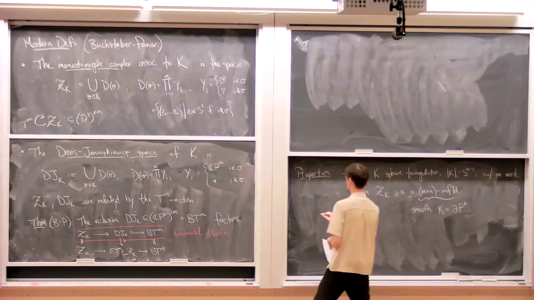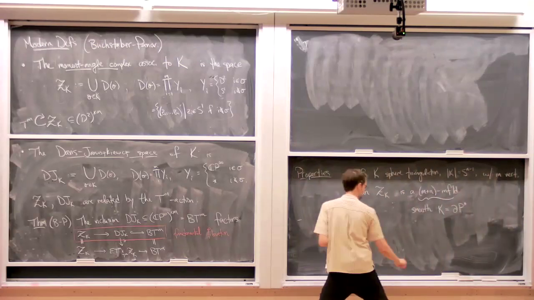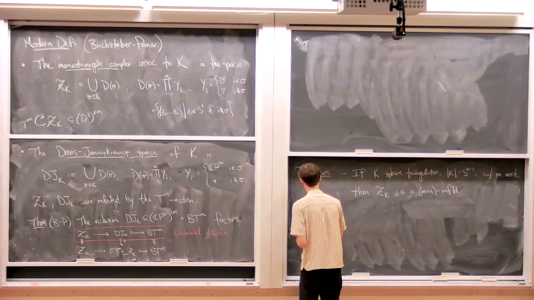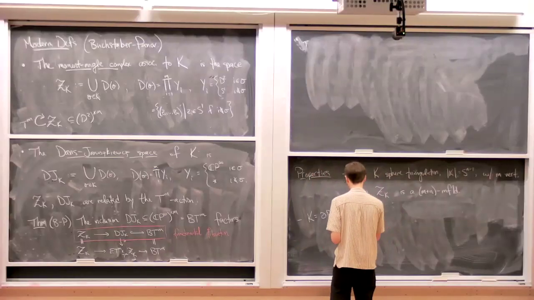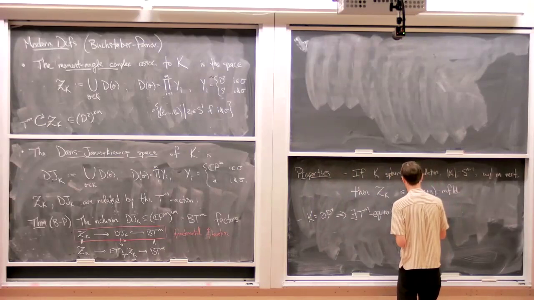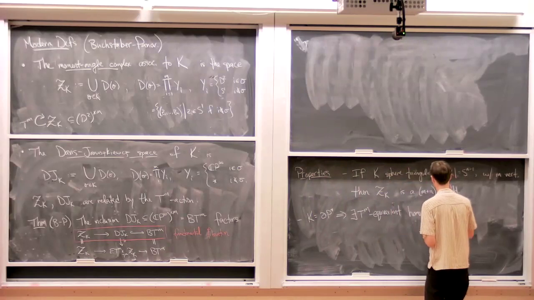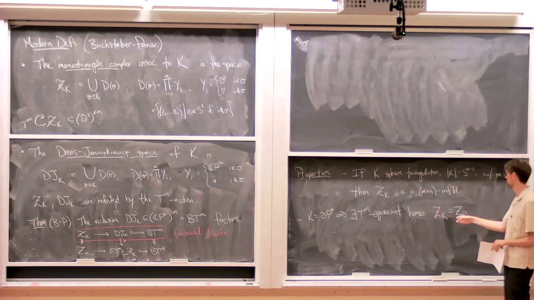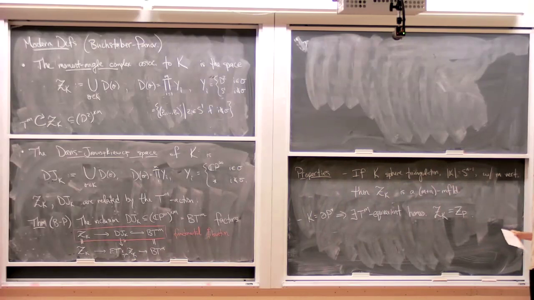So let me be a bit more precise about that. I'm saying K being the boundary of a simplicial polytope implies there's actually a T^m equivariant homeomorphism between this moment angle complex and what I was calling Z_P before. So P here would have m facets and dimension n.